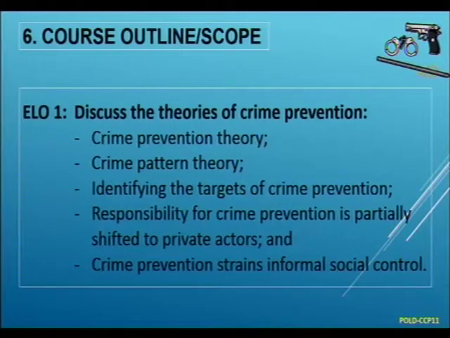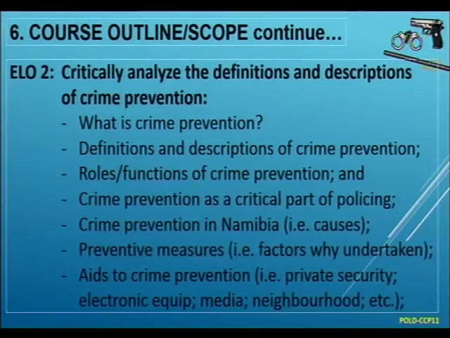Now, going into the course outline, you would be expected to know the following. Discuss the theories of crime prevention. Under that caption, you would be expected to know crime prevention theory, crime pattern theory, identifying the target of crime prevention, responsibility for crime prevention being partially shifted to private actors, crime prevention strengths, and informal social control. These are the parts that I would want you to look at, understand, and be able to write something on. Then critically analyze the definitions and descriptions of crime prevention.